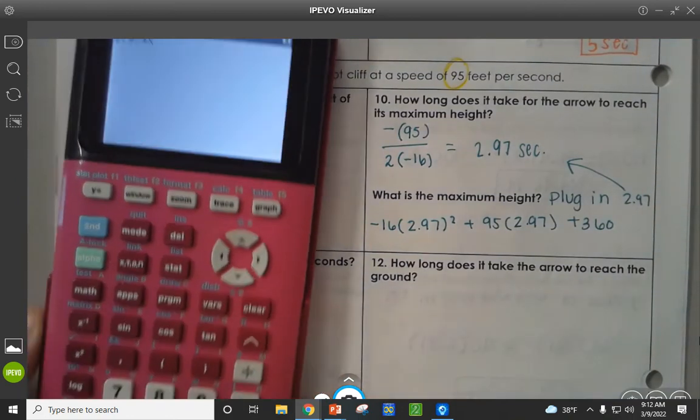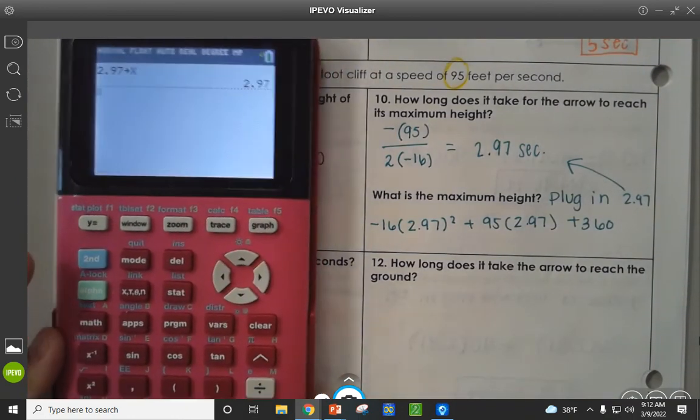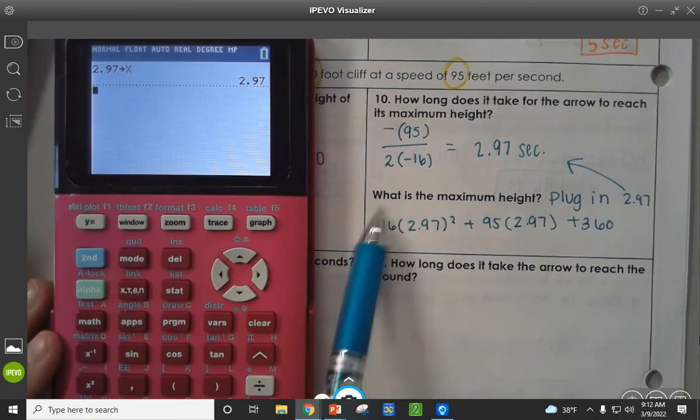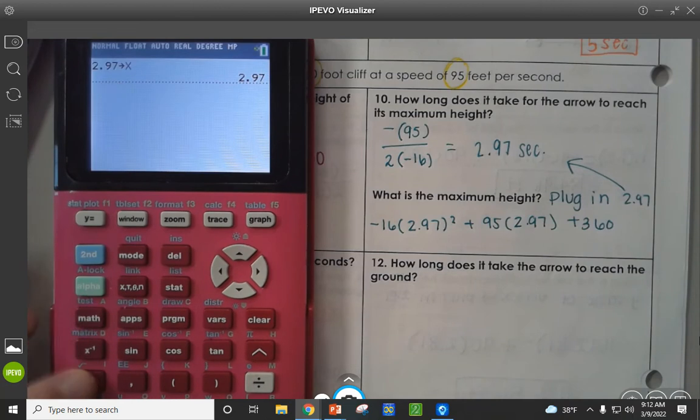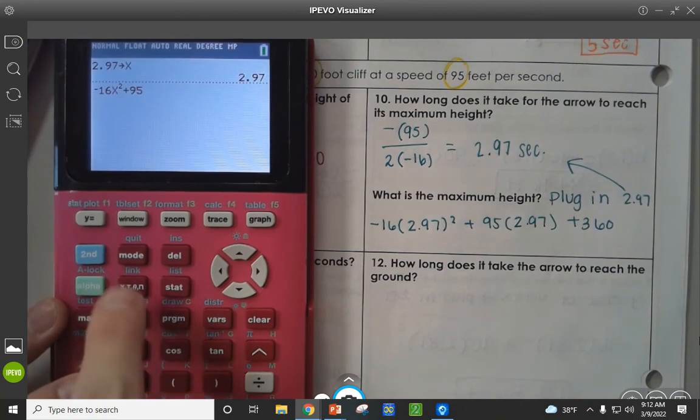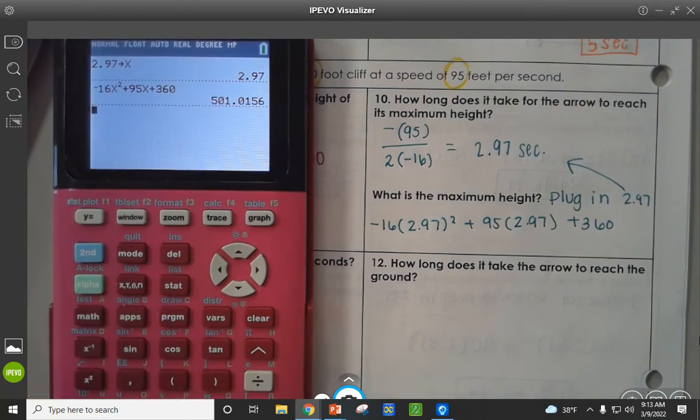And I still prefer using the store button because you can reuse your equation. Negative 16x squared plus 95x plus 360.